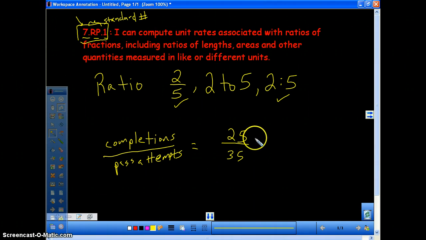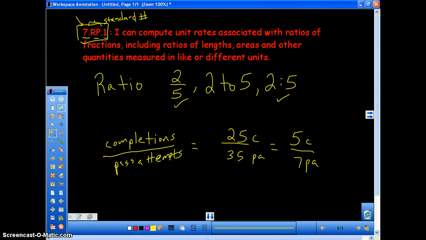So we have a label there that gives us what we are talking about, the completions to pass attempts. We could simplify this down. Since they're both a multiple of 5, I could divide both of these by 5 and say in simplest form that for every 5 completions, this particular quarterback had to have 7 pass attempts for that game. So every 7 times the quarterback threw the ball, it was completed 5 times. Okay, so that's a quick way to write ratios.